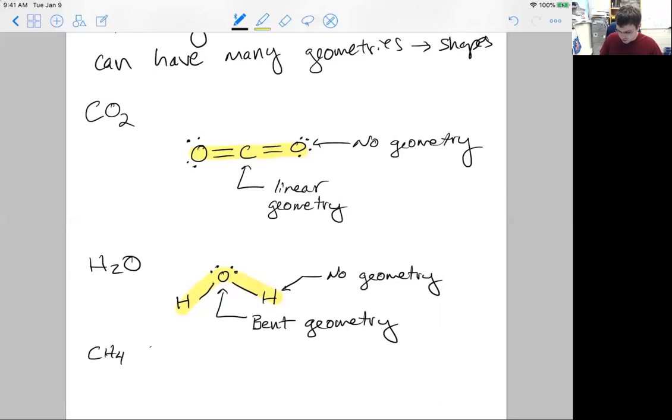Moving on to CH4, which is an important molecule called methane. At some point, we'll have to actually come up with that name on an exam.